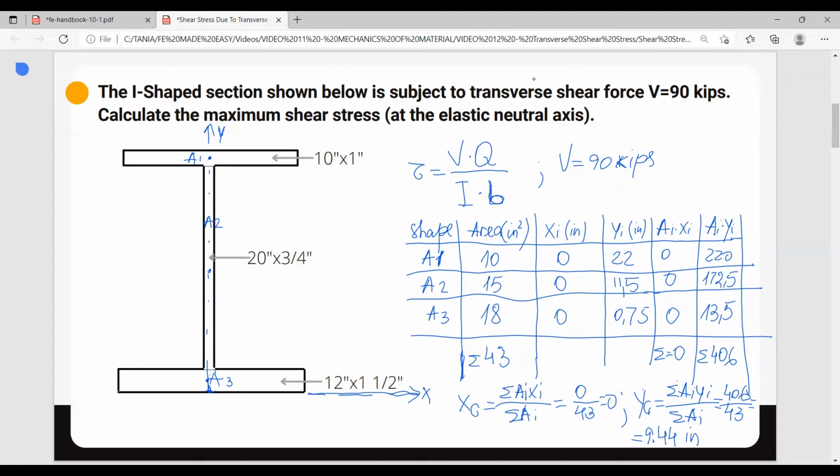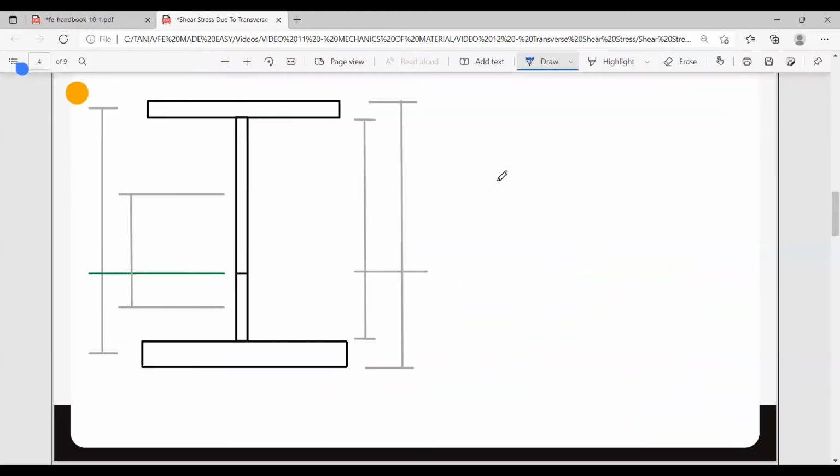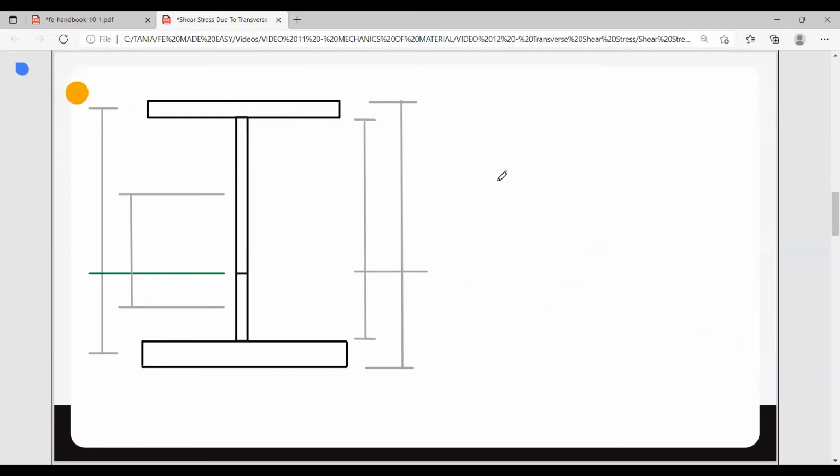Okay, so what this means is that the centroid of this shape is located somewhere here, 9.44 inches up. Let me draw and show you. I'm going to go to the next page, and I want to draw what we have calculated so far. This is the point where our elastic neutral axis is, and this is the distance that we just calculated, which is 9.44.